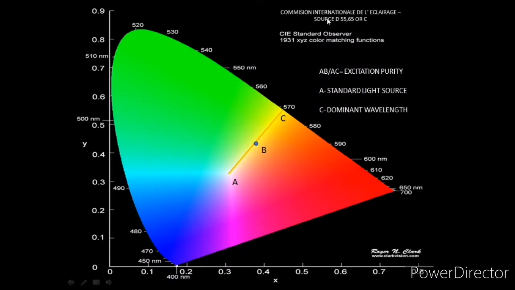Now these are CIE values. In this graph, let us see about the CIE, that is Commission Internationale d'Éclairage. Here A is your standard light source. Then here you have green, this is your hue, that is the dominant wavelength, and here we are choosing yellow as the dominant wavelength. This is C. If you need to know the excitation purity at a point B, the formula is AB divided by AC.